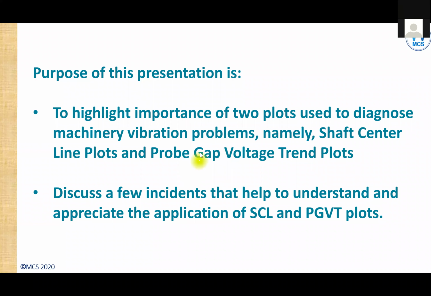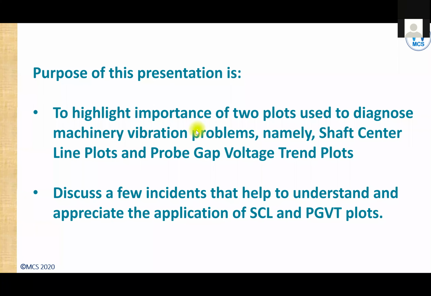In this session, I'm not focusing on how the plots are configured and all that information. I'm only trying to discuss a few instances that help to understand and appreciate the application of these two diagnostic plots. I'm picking up some information from case studies that I have carried out, and only the information relevant to these particular plots has been presented here.